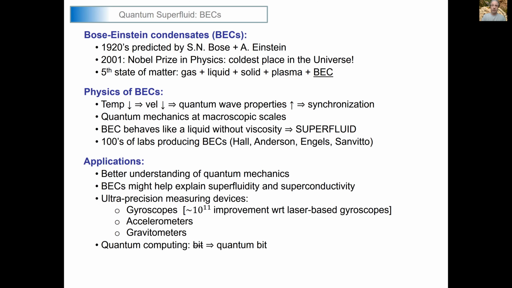Some of the nice applications of the BECs is not just understanding quantum mechanics in an experimental and applicable manner, but also they allow you to manipulate matter at the quantum level.